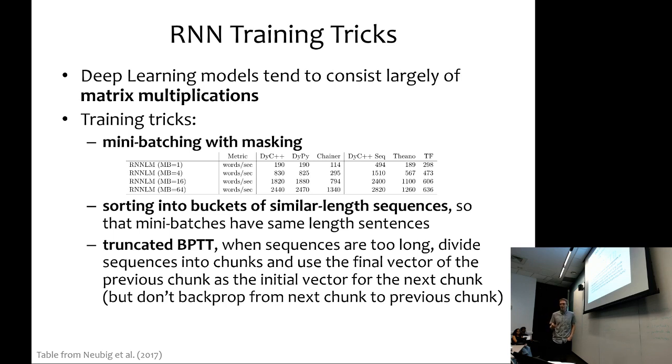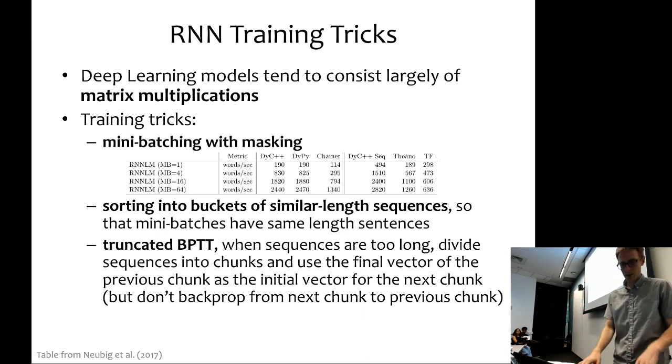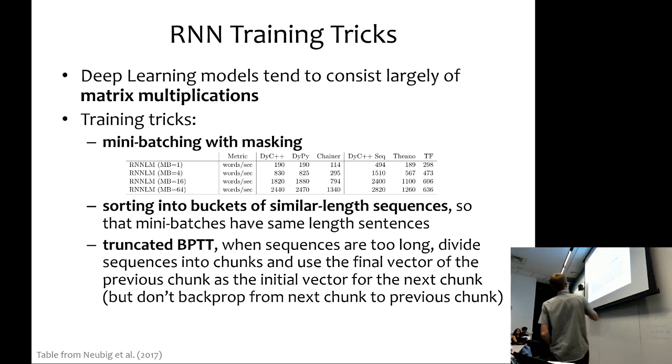What we find is that if you put all of the short ones together in the same mini batch, then the masking and padding trick that we just talked about ensures that you can save a ton of computation time just by keeping all of the short sentences together and all of the long sentences together. And then the last trick is truncated backpropagation through time.